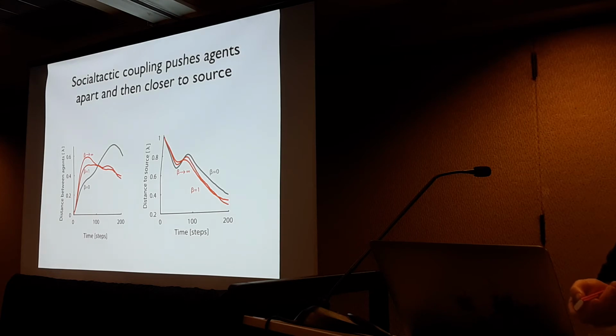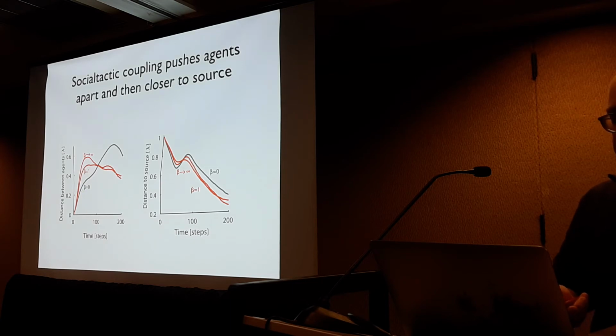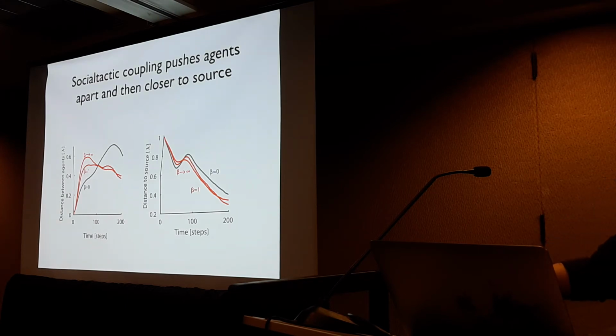13 minutes, yeah. So if we now look at how this thing behaves as a function of time, this is now the distance between the two agents, and this is the time steps. This is for the different coupling values, so beta equal zero is the independent case. And this is the distance to the source. What you can see is that due to the coupling, they start by pushing away from one another, kind of covering the space in a more efficient way. But then they converge back very quickly.